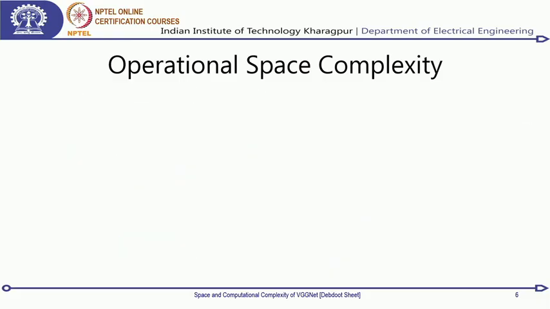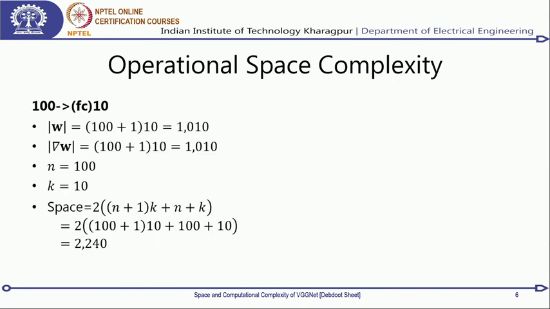Okay. So, now let us get into a very simple calculation. If I have 100 neurons which are connected to 10 neurons, then this is what the whole network would look like. So, your W is 10 by 10, and then your nabla of W is also 10 by 10. So, in total this comes down to a space of 2240 elements present over there.